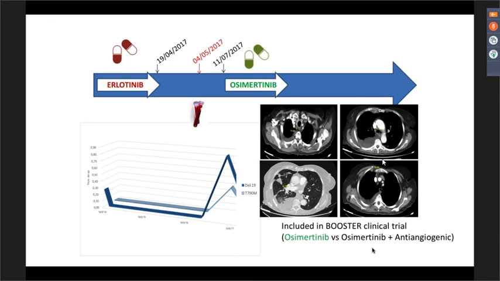And according to this resistance mechanism, the patient was invited to participate in a clinical trial, and she was included in this trial that was open in our oncology department at that moment. She received osimertinib as a single agent. Osimertinib is a third generation TKI that is able to overcome this resistance mechanism in exon 20.